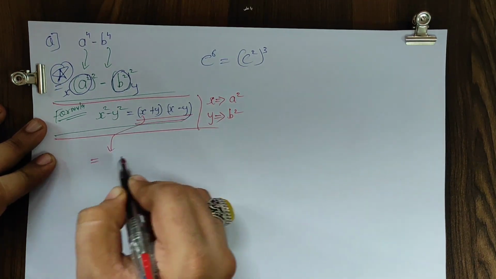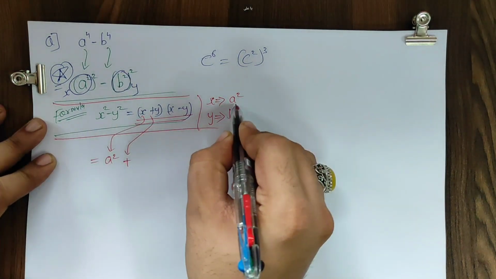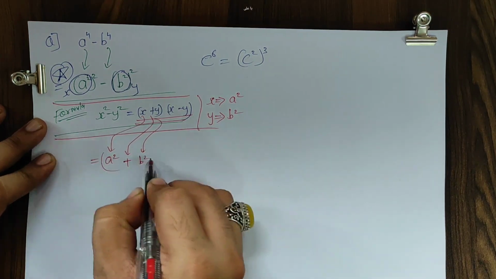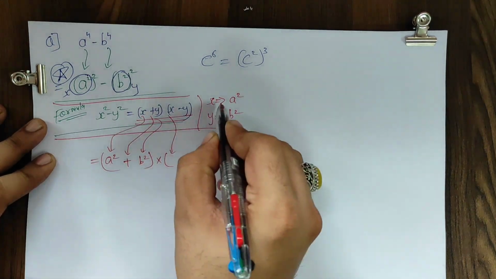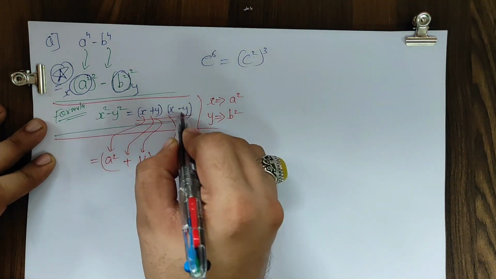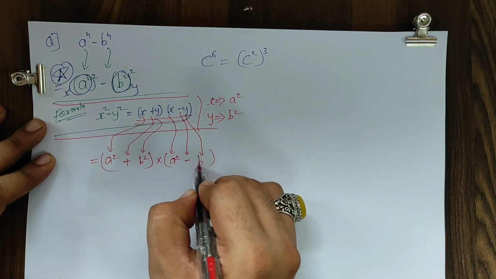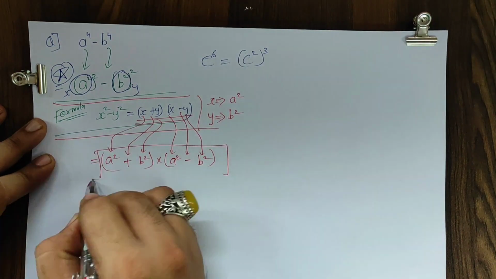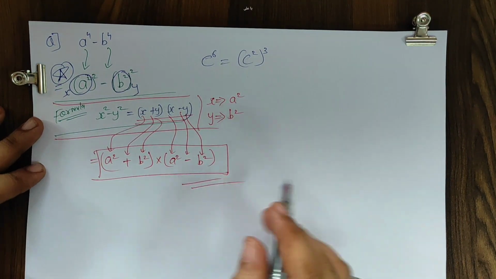What's our x over here? Our x is a square, plus as it is, plus. Then y, my y is b square. Bracket 1, open bracket close. In between multiplication, x, my x is a square. In between minus, my y is b square. And that's it, students. This is our answer: a square plus b square, a square minus b square.